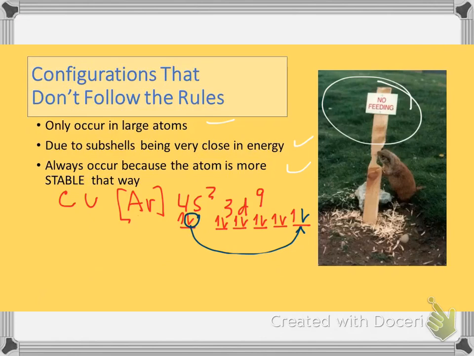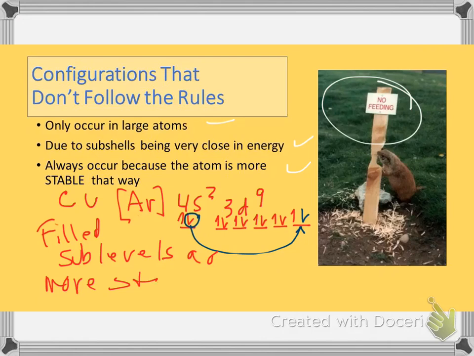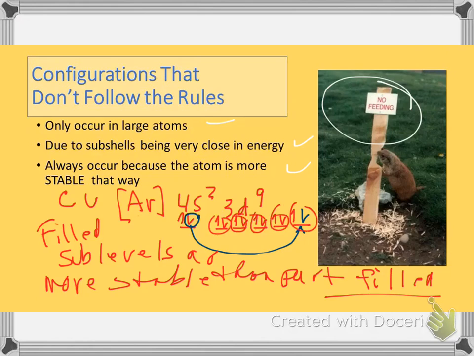So what we know here is that paired filled sublevels are more stable than partially filled. That is something that is always true. So an atom that has filled orbitals is more stable. Okay, so that's part of why that does that.